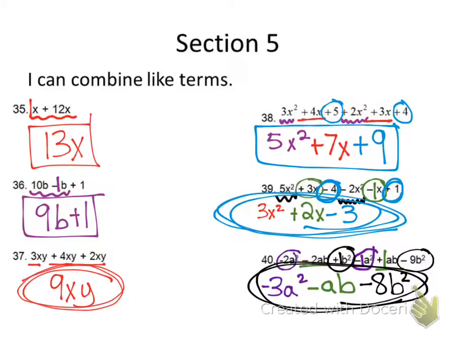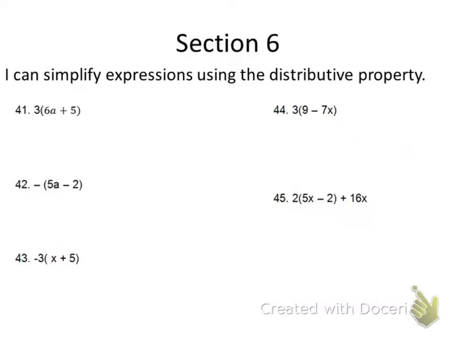All right, you ready to finish this up? I can simplify expressions using the distributive property. Anyone remember this guy? How do I do it? 3 times 6 and yes. Distributing is basically just multiplying twice. So this is going to be 3 times 6a. Keep the plus sign. 3 times 5. That gives me 18a plus 15.